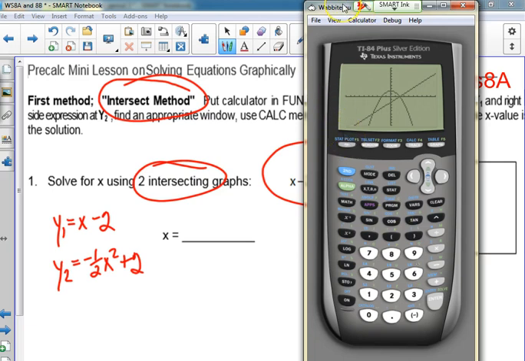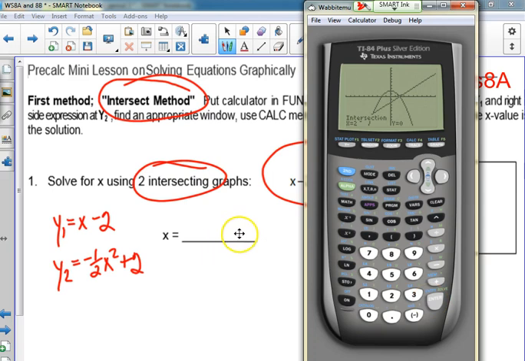Did I type it in right? Does someone else's look like this? Okay. So we're looking for the two intersection points. So how do I do that? Second, calculate, choice 5. As long as I only have two equations in, I can just hit enter, enter, enter, and it'll find one of them. I got 2, 0.